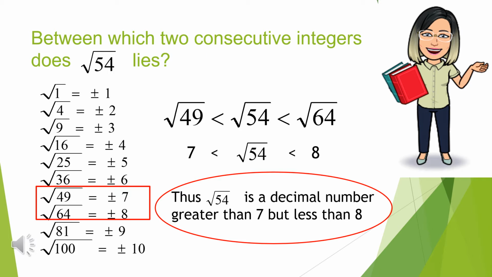Between which two consecutive integers does square root of 54 lie? Look at the given example. So we have square root of 1 to square root of 100. So square root of 54 lies between square root of 49 and square root of 64. What is the square root of 49? The square root of 49 is 7. What is the square root of 64? The square root of 64 is 8. So square root of 54 lies between 7 and 8. Thus, square root of 54 is a decimal number greater than 7 but less than 8.